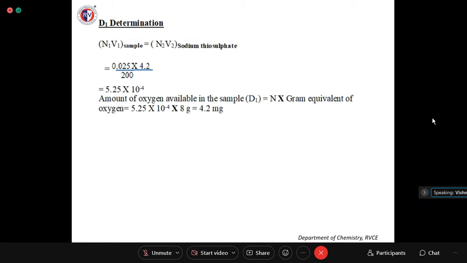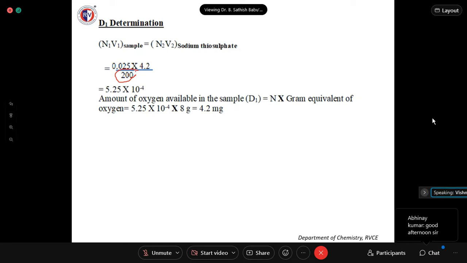D1 determination. That means what? Dissolved oxygen determination at day 1. Go back to your Winkler's method, sir has explained in the class. What is Winkler's method? I will take a known amount of water sample. How much am I taking here? 200 ml of water sample. Then MnSO4, alkali azide, KOH, everything will be added and then shaken properly. 1 test tube of sulfuric acid is added, that also shaken properly. Then liberated nascent oxygen, add KI, shake properly. Iodine will be liberated, titrated against standard sodium thiosulfate.